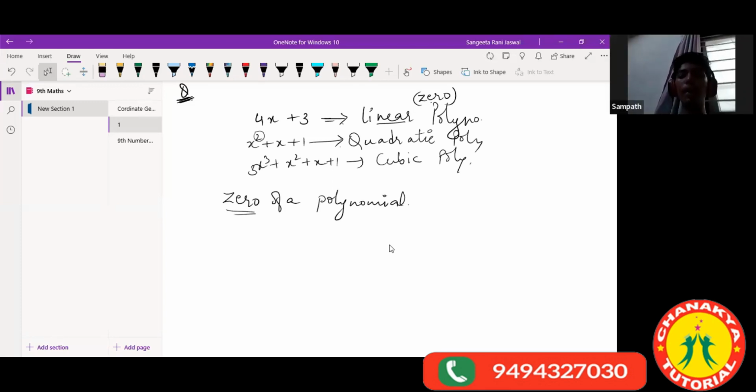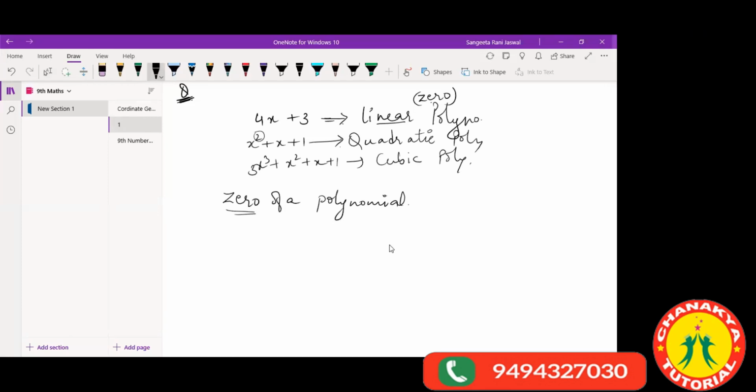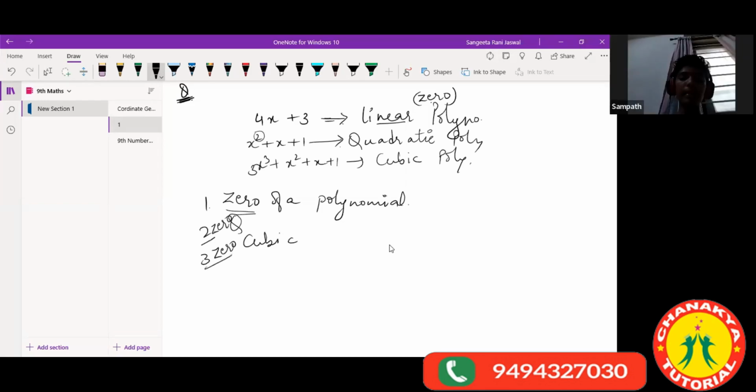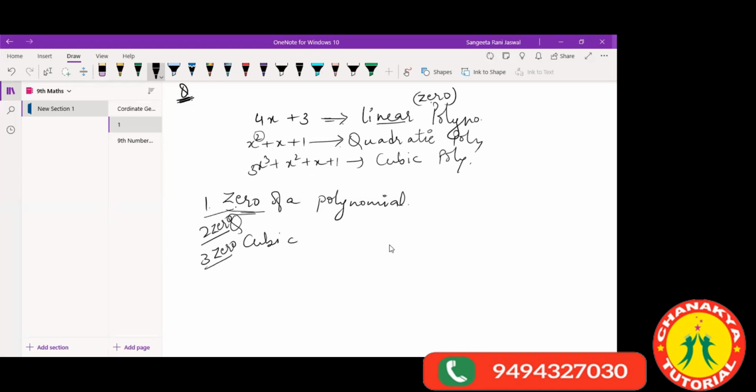Ma'am, so linear has 1 zero, then quadratic has 2. Yes, a linear polynomial will have 1 zero, a quadratic polynomial will have 2 zeros, and a cubic polynomial will have 3 zeros. Zeros are also called the roots of the polynomial. Yes, that's nice that you remember. Very good, Sampath. Great.